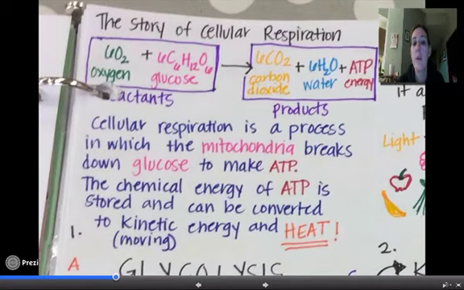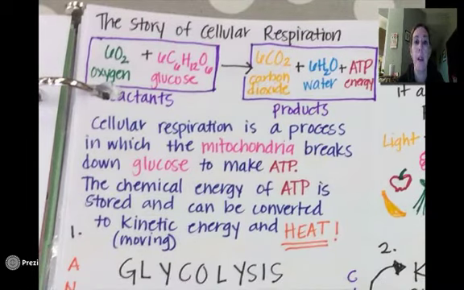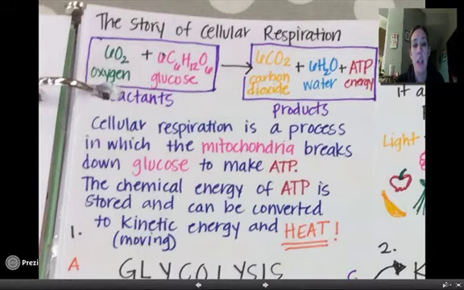We're going to start with the formula for cellular respiration. Remember, the reactants are the part of the equation that happened at the beginning. So you'll see the 6 oxygen and the 6 C6H12O6, which is glucose. So oxygen and glucose are our reactants. And what they produce are our products, which are carbon dioxide, water, and ATP.